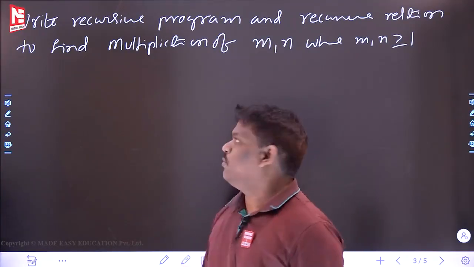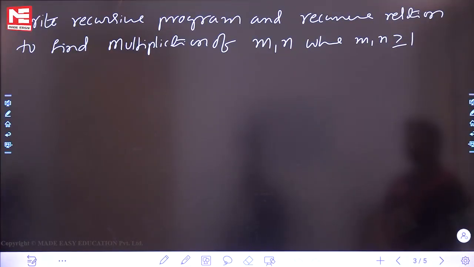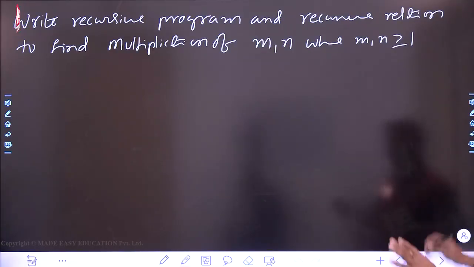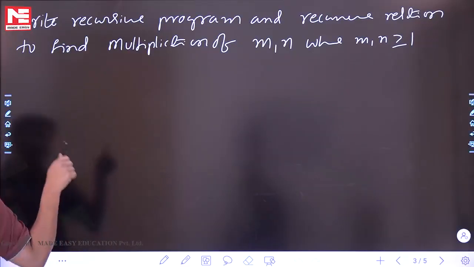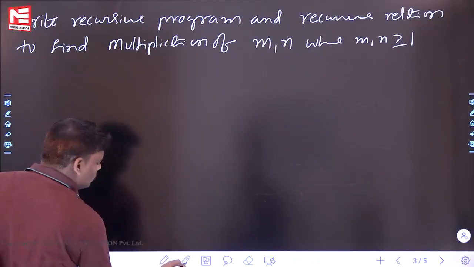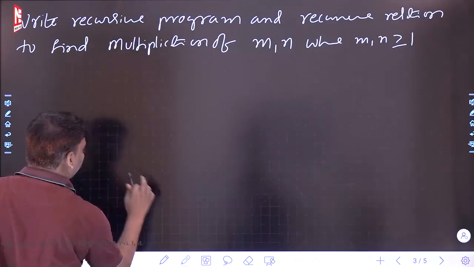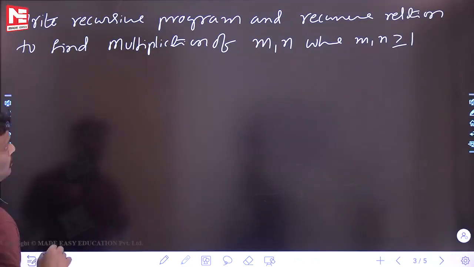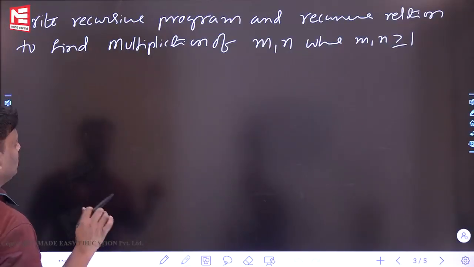So, see the second problem. Write a recursive program and recurrence relation to find the multiplication of m comma n, where m comma n is greater than or equal to 1. That is the given problem. For this, you should write the recursive program and the recurrence relation also. Right, so let's start this. Both you have to write.